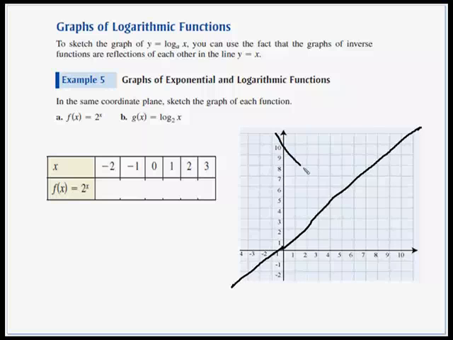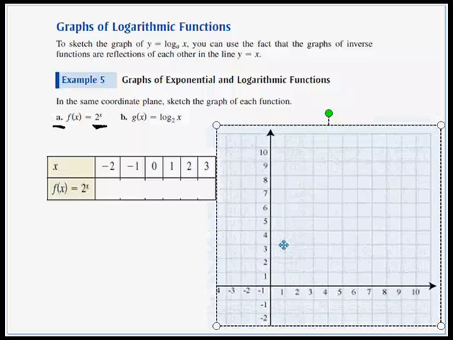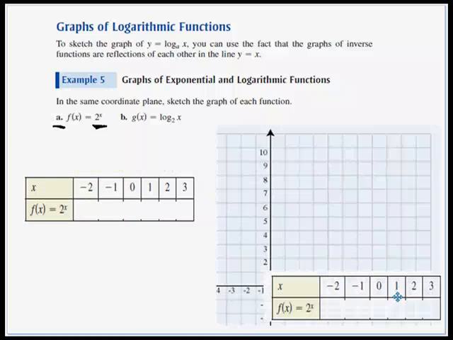If I have a function that looks like this up here, and I just take all the points reflected on the other side of that line y equals x, it's going to look something like this. So usually the best way to graph a log is to graph its exponential, and then from the exponential, graph the log. So first thing we're going to do, it says in the same coordinate plane, sketch the graph of each function. Part A is f of x equals 2 to the x power. So first let's graph that, and let me make my graph a little bigger, and I'll graph the exponential in red.